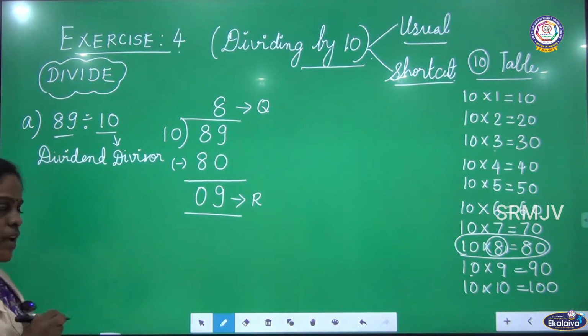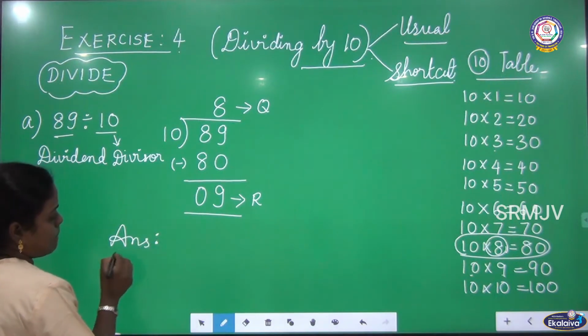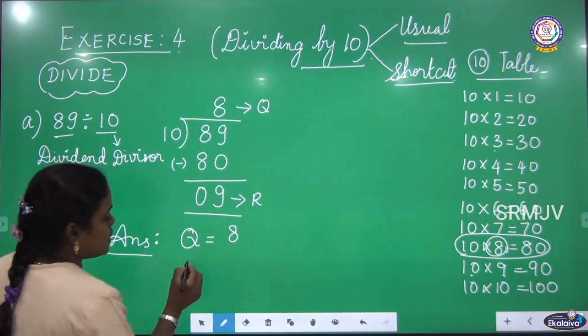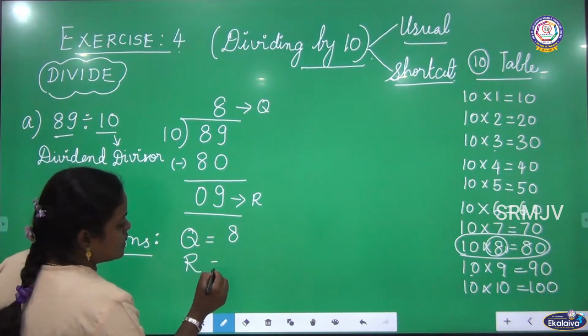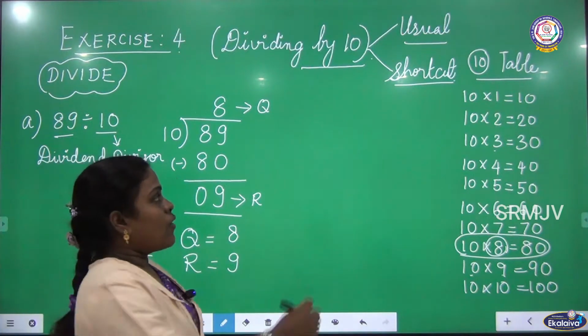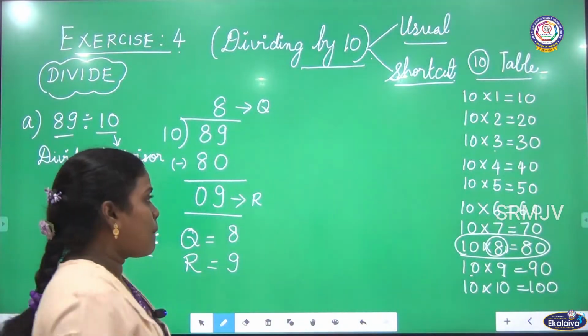So now let us write the answer. Quotient is 8 and the remainder is 9. This is the answer. Now let us do the same sum using the shortcut method.